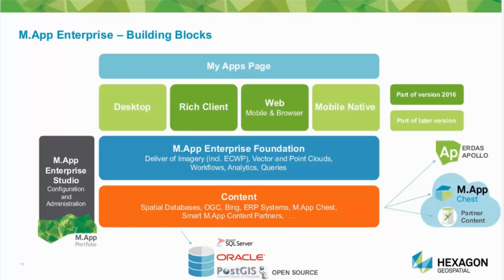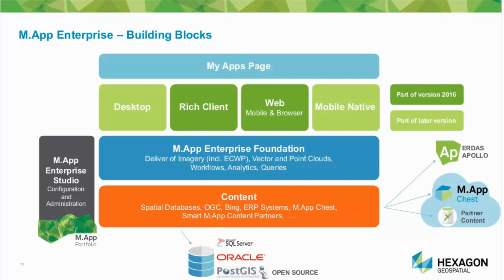Now, if we go down, we look at the Mapp Enterprise Foundation, where it's all about being able to deliver your own imagery or raster imagery. We're also supporting ECWP, vector support, and point clouds. We allow you to create your own business workflows, which I'll touch on in the demo. Analytics, and also creating queries, where that query engine will allow you to interact with your enterprise, with other systems such as ERP systems or asset management systems.